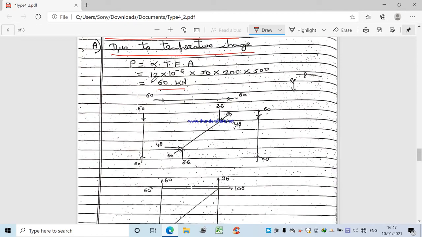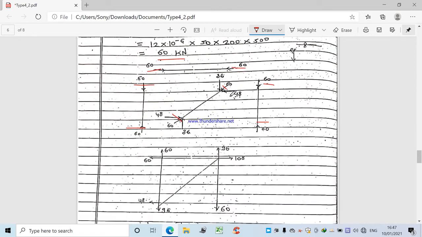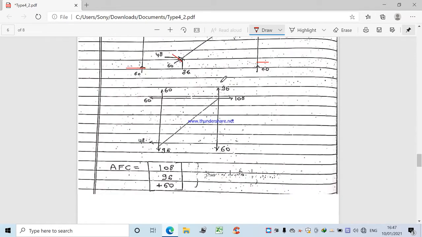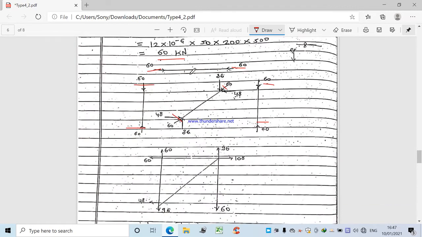And always remember, as the temperature is raised, we have to apply the compressive force to all the members. If you see the diagram, this 60, this 60 and this 60 are applied as compressive forces. As the inclined member is formed, the resolution of force takes place into 60 sin theta and 60 cos theta, and the values will be 48 and 36.